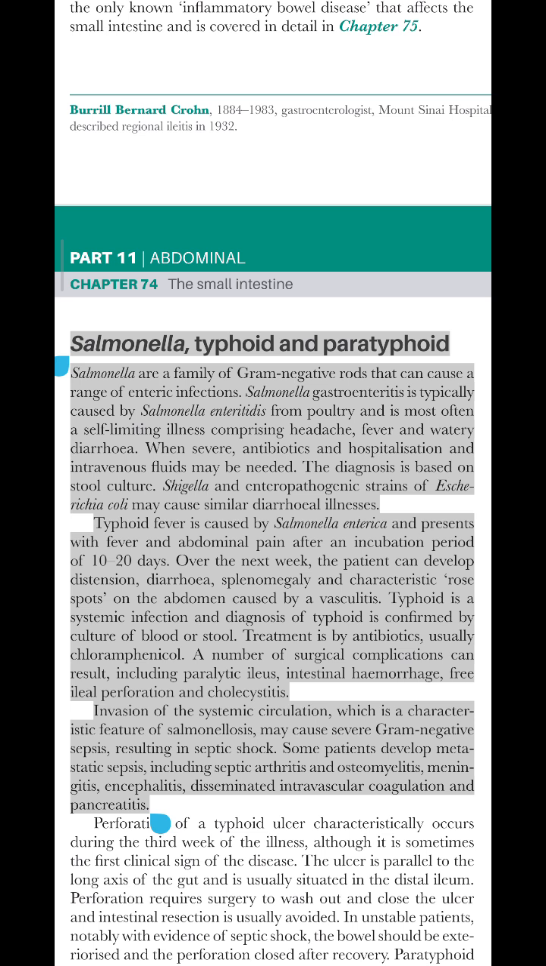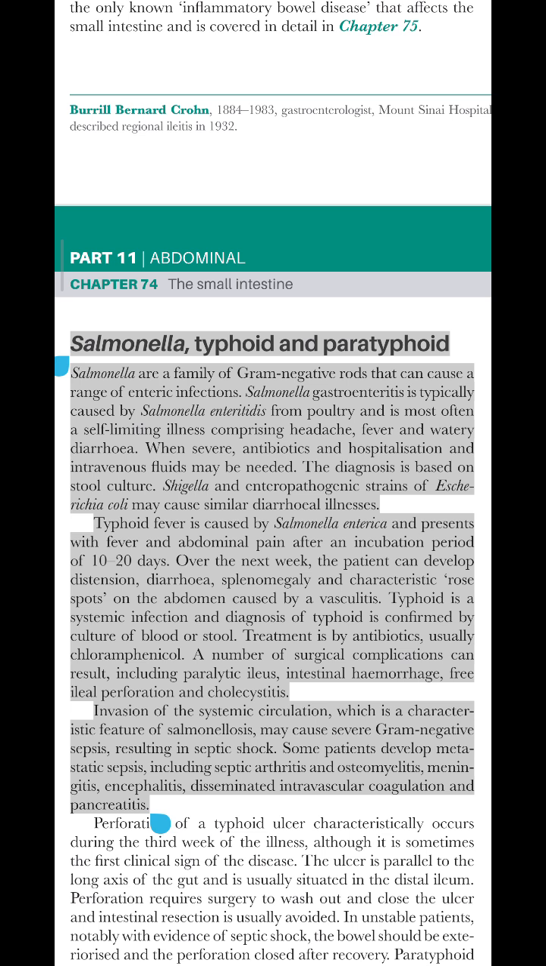Shigella and enteropathogenic strains of Escherichia coli may cause similar diarrheal illnesses. Typhoid fever is caused by Salmonella enterica serotype Typhi, with fever and abdominal pain after an incubation period of 10 to 20 days. Over the next week, the patient can develop distension, diarrhea, splenomegaly and characteristic rose spots on the abdomen caused by a vasculitis. Typhoid is a systemic infection and diagnosis is confirmed by culture of blood or stool.